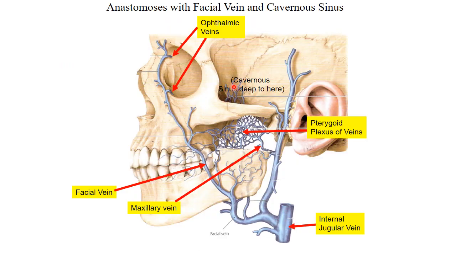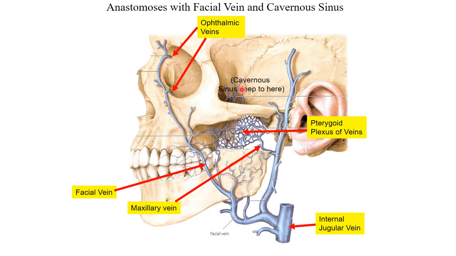Because the cavernous sinus is receiving the ophthalmic veins. Ophthalmic veins are going back this way and draining into the cavernous sinus. Cavernous sinus is also in communication with something called the pterygoid plexus of veins, which is actually in the infratemporal fossa. When I talked about the infratemporal fossa, I didn't mention this plexus of veins, but they're there, and these guys will drain up into the cavernous sinus. Moreover, you have the facial vein right there, and it, through a series of veins, can drain into the cavernous sinus as well.